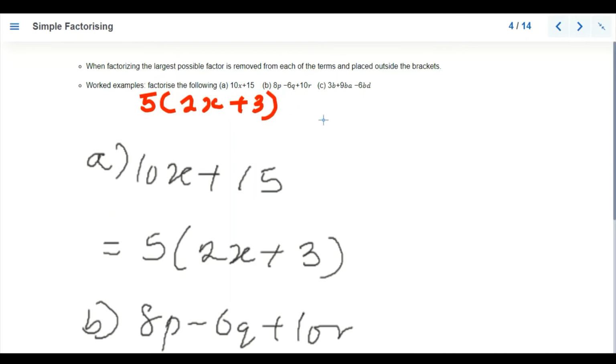Now, the second one, which is 8p plus 6q plus 10r. What is the common factor in the three of them? I think 2 is common to the three of them. 2 can go in 8, can go in 6, and can go in 10. So we bring 2 out as a common factor.